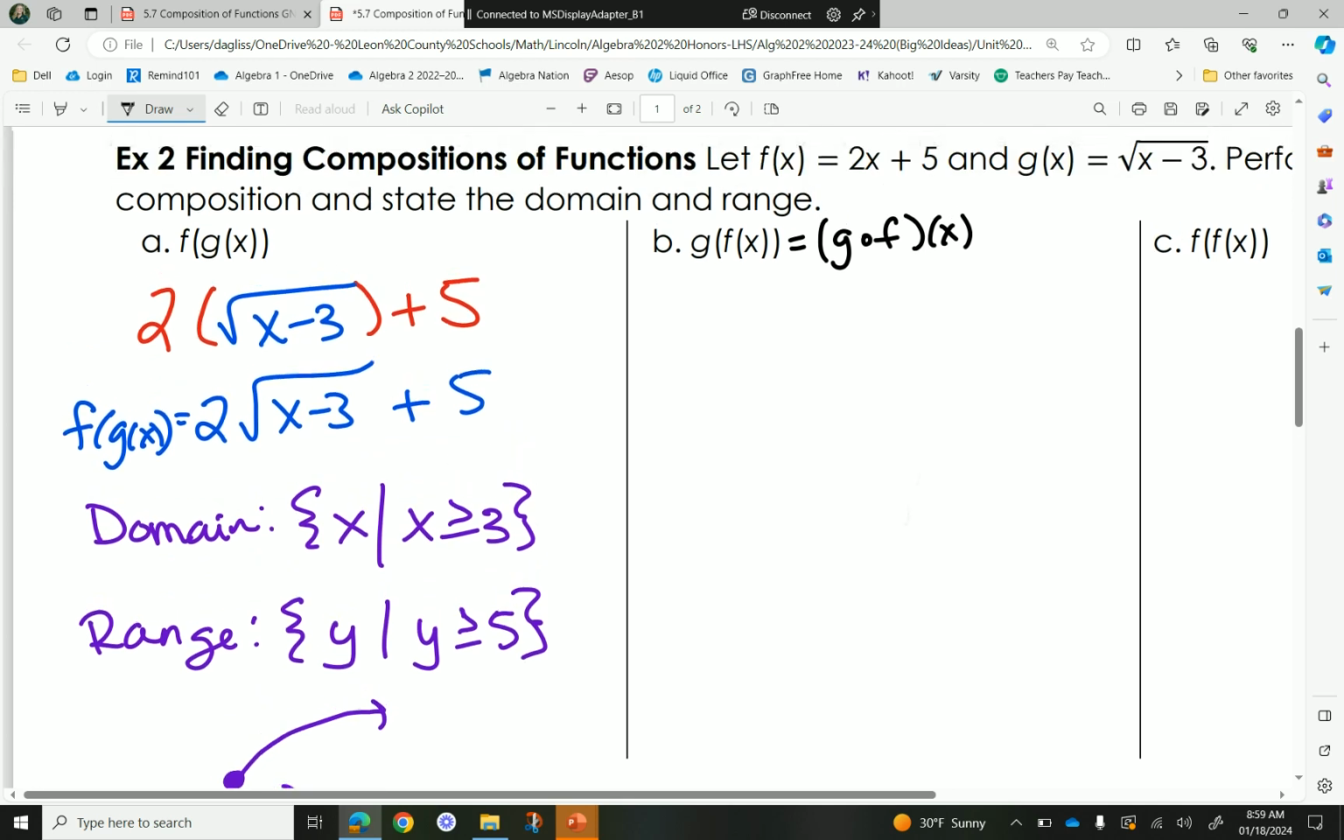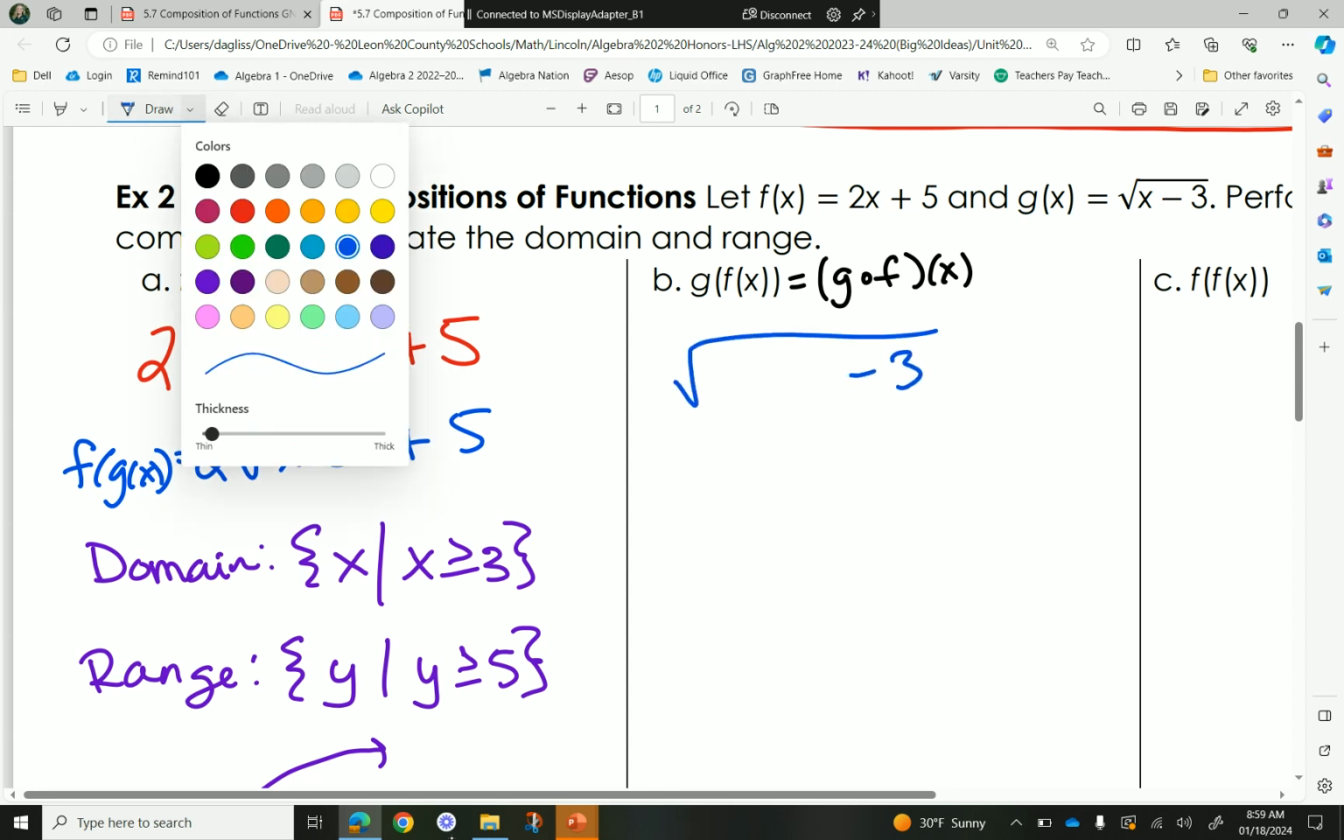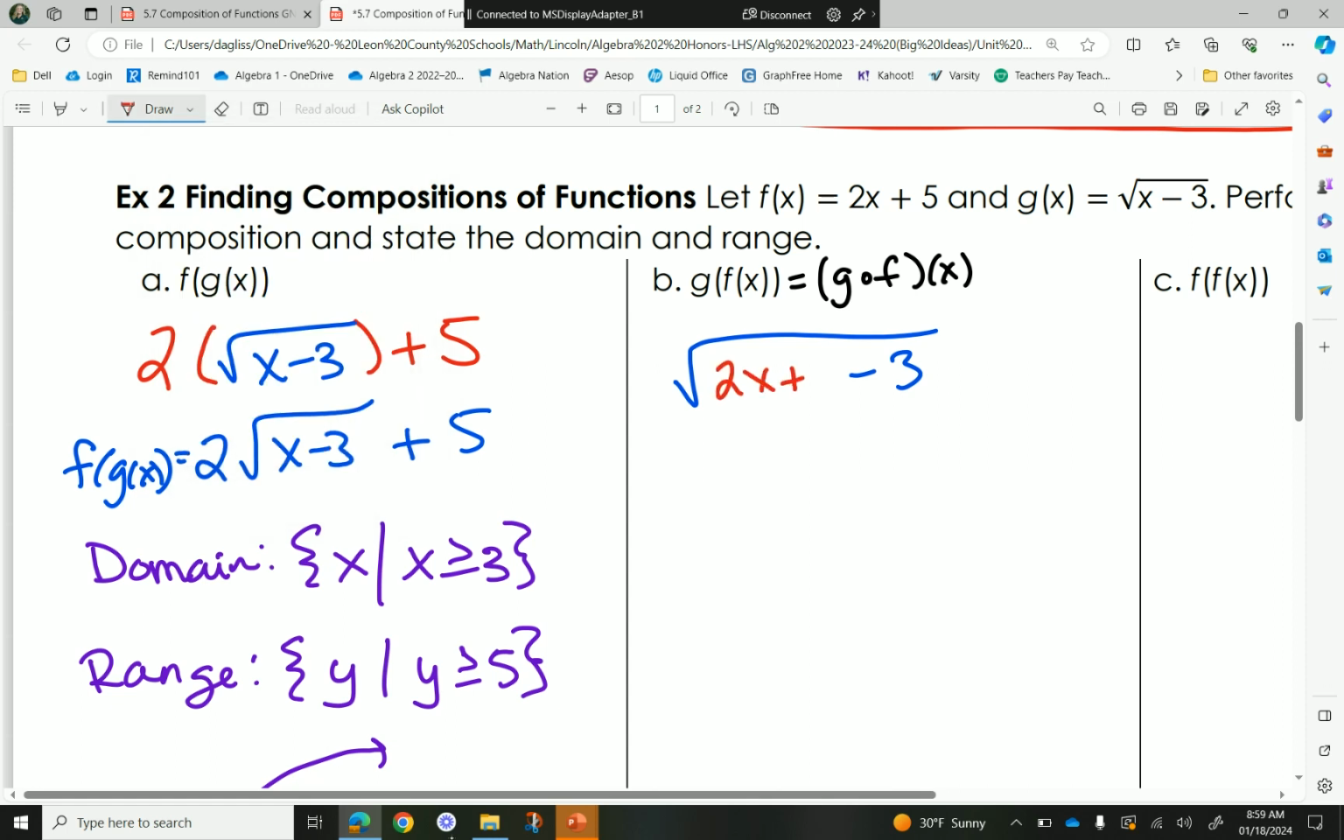Okay. My g function is the square root of x minus 3. So we're going to have the square root of, not x, it's going to be 2x plus 5. Okay. Here, when we combine like terms, all we get to do is do the 5 minus 3. So we get 2x plus 2. Did I get the same composition function?